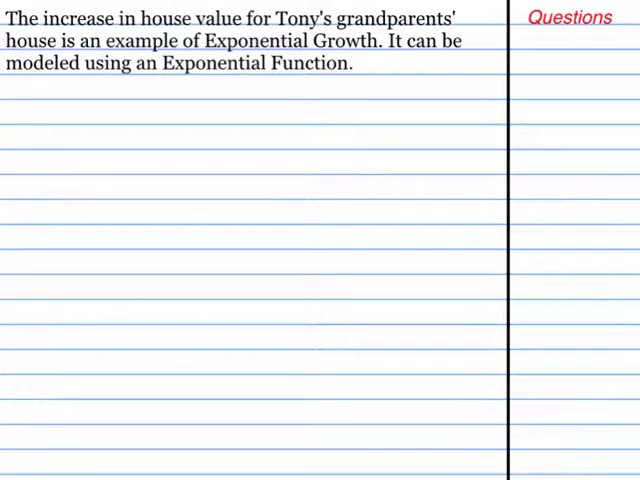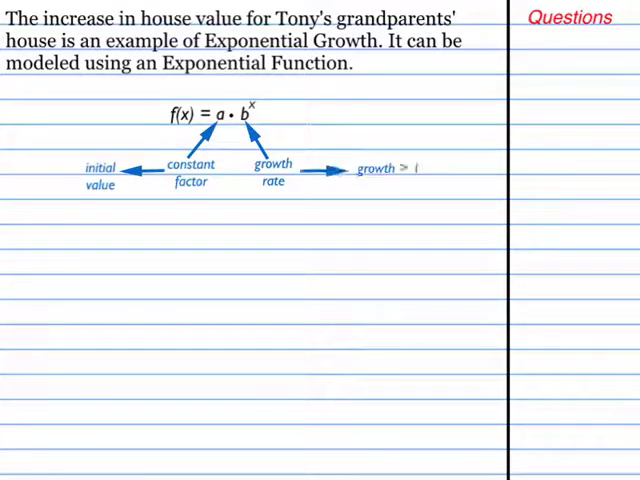So the increase in house value for Tony's grandparents' house is an example of exponential growth. It can be modeled using an exponential function. So here I have f of x equals a times b to the x power. A is considered your constant factor, and we can always think of it as the initial value. B is going to be your growth rate, the rate at which it's growing. And keep in mind, in order for it to be growth, the value of b has to be greater than 1.